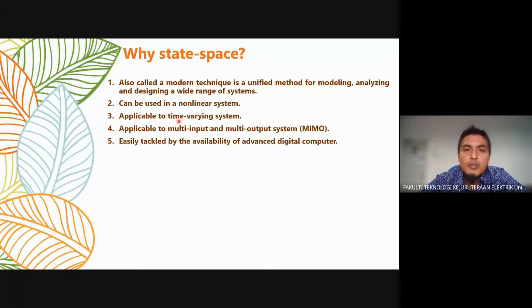It is also applicable to time varying systems, and applicable to multi-input and multi-output systems, and easily tackled by the availability of advanced digital computers. It means that if you have the state space, it is really easy to integrate the system with the computer, if your system is already converted to state space form compared to the transfer function. So these are the advantages of state space.